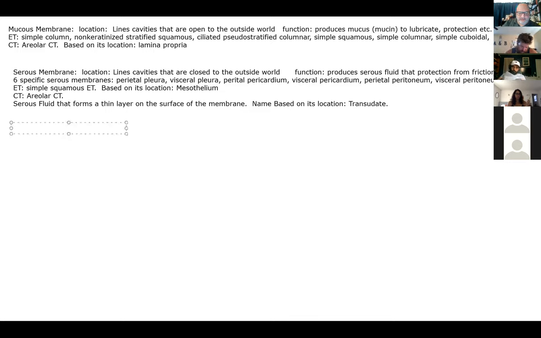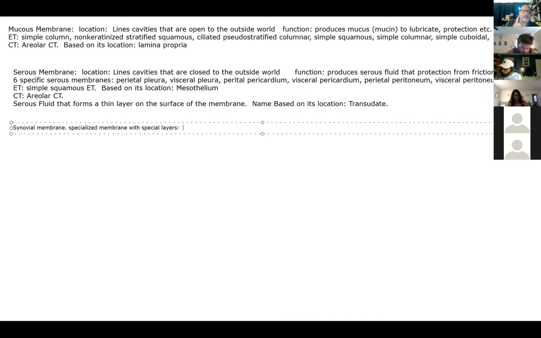The next membrane is our synovial membrane. This synovial membrane is a specialized membrane with special layers. Now, just like before, first let's identify its location and its function. Where are our synovial membranes located? Bone joints. Yeah, absolutely. These are found in our free moving joints. They line our free moving joints, which just happen to be called synovial joints because they're lined with a synovial membrane.